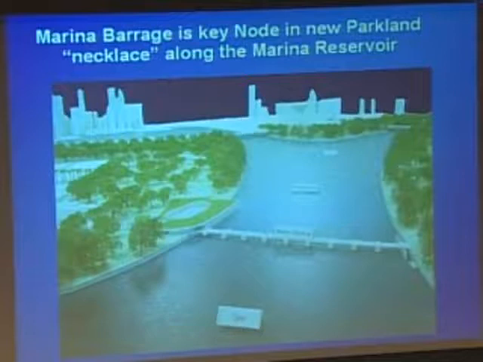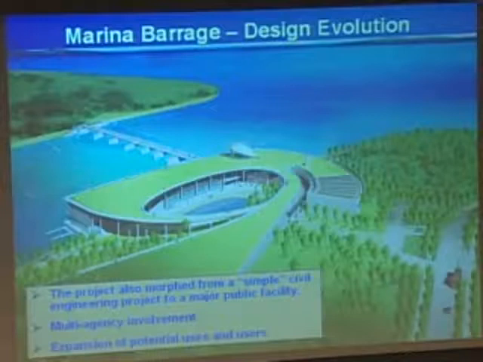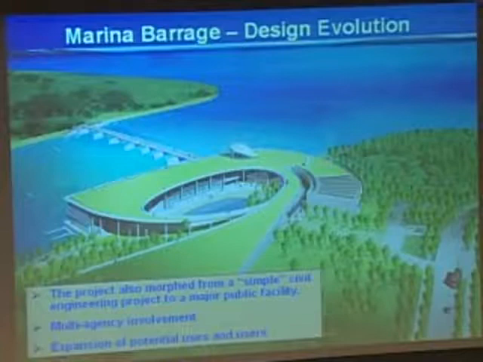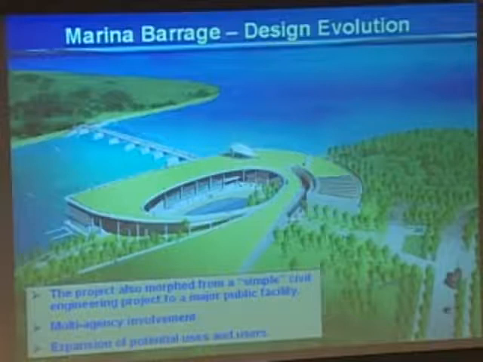It really aggressively plans, but they pick up on concepts from elsewhere. They like the concept of this necklace of parks, this breathing space for the city, so they picked up on that. We sit down here, and as I said, it morphed from a simple civil engineering project to a major public facility. We deal with all of these agencies, many of whom, like the tourist board and other people, you think had nothing to do with us in just building a flood control facility.